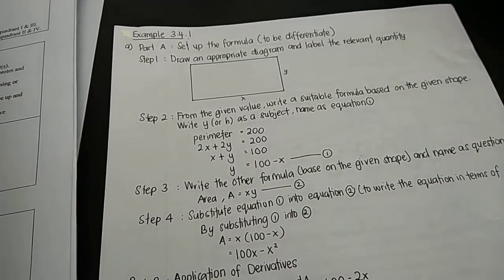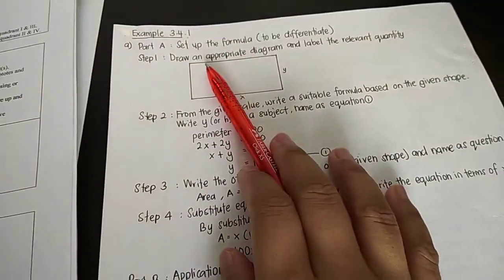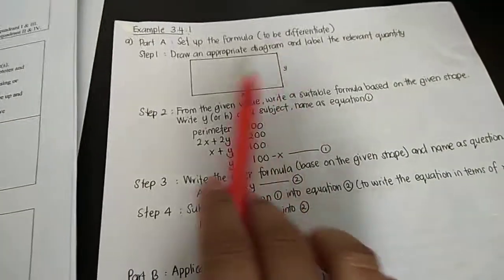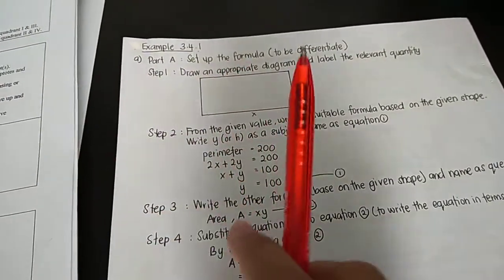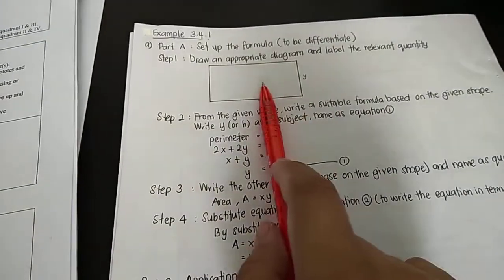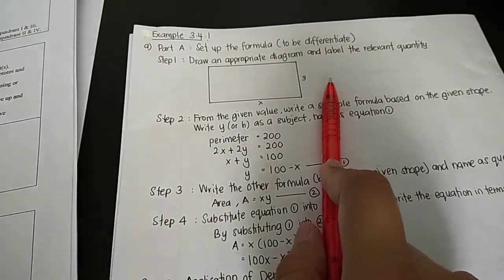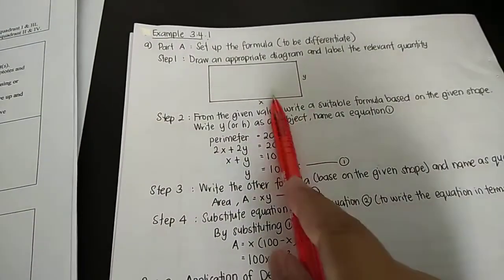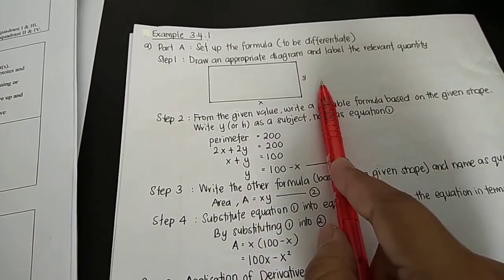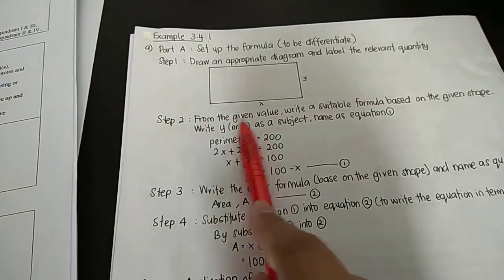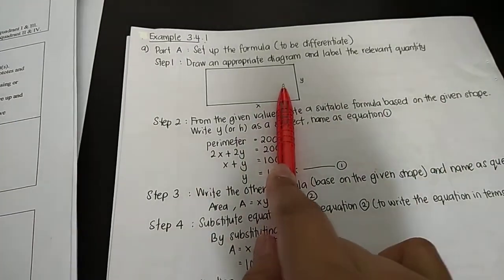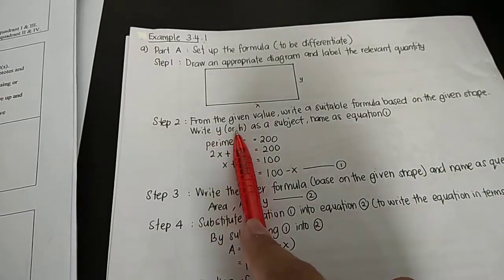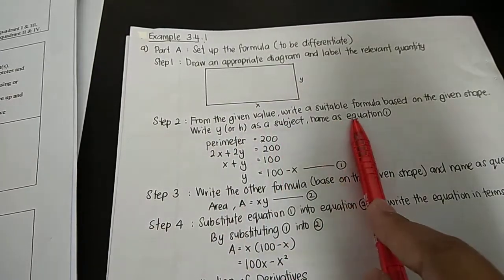So first step nak kena cari dulu value formula A awak. Okay, so yang ini dia case yang awak kena cari area. So first step nak kena lukis dululah, sebab kita nak kena tahu dia punya area nanti nak kira macam mana. So sekarang kita draw dulu. Okay, dia cakap rectangular, so senang je lah kan rectangular. So ada sisi x dan ada sisi dia y. Step 2, from the given value, write and substitute formula based on the given shape yang kita telah lukis tadi. So write y or h as a subject, name as equation 1.